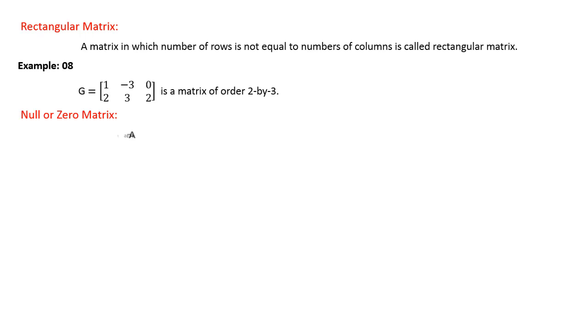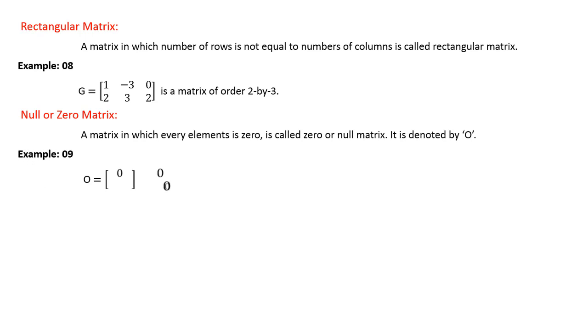Null or zero matrix. A matrix in which every element is 0 is called a zero or null matrix. It is denoted by O. Example, O is equal to the matrix having elements 0, 0, 0 and 0 is a matrix of order 2.